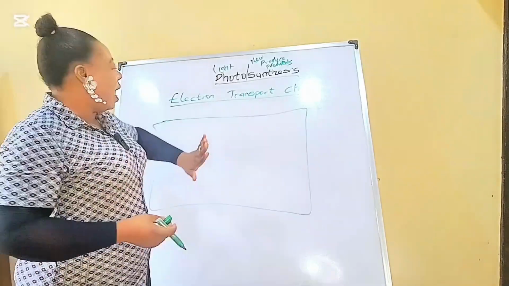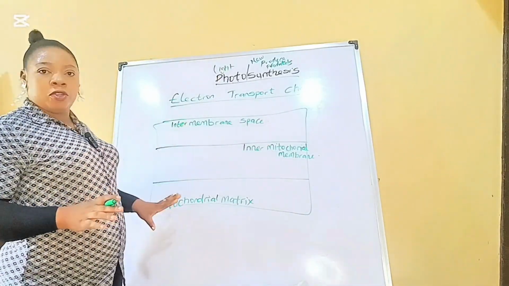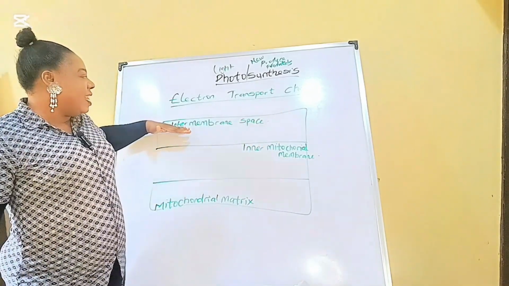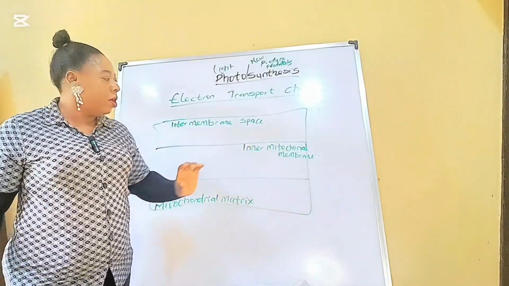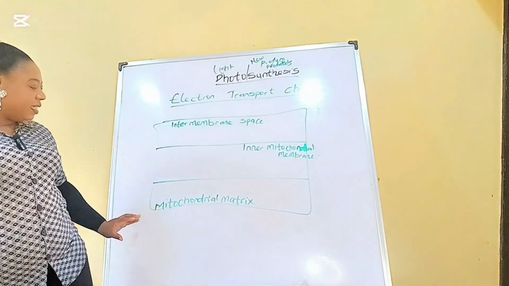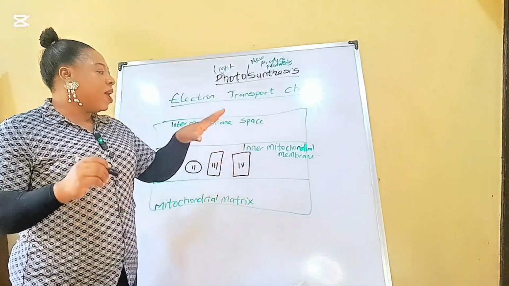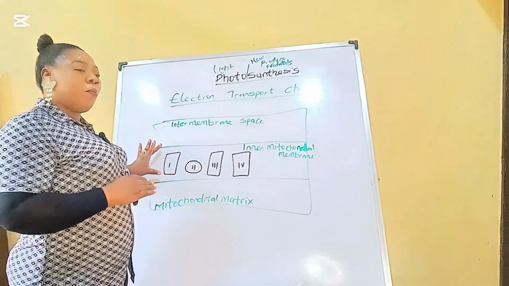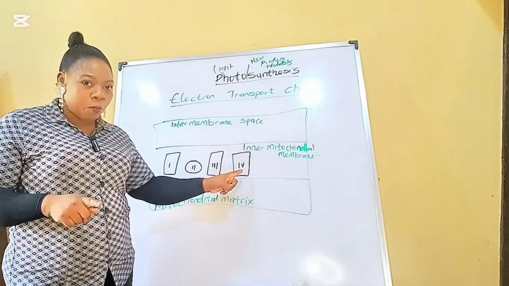Let's say this is our mitochondrial space. So now I've divided it into three portions. The first place here is the intermembrane space. This second one is the inner mitochondrial membrane, while the third space is the mitochondrial matrix. In the inner mitochondrial membrane, we have four complexes. We have complex 1, complex 2, complex 3, complex 4.